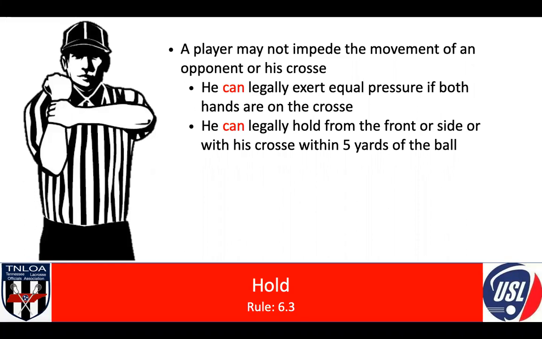A player may not impede the movement of an opponent or his cross. He can legally exert equal pressure if both hands are on the cross, and he can legally hold the player from the front or side or with his cross within 5 yards of the ball. Now, right here, legally hold from the front or side with his cross. He can hold on the body or on the other player's cross within 5 yards, as long as it's equal pressure and both hands are on his cross.